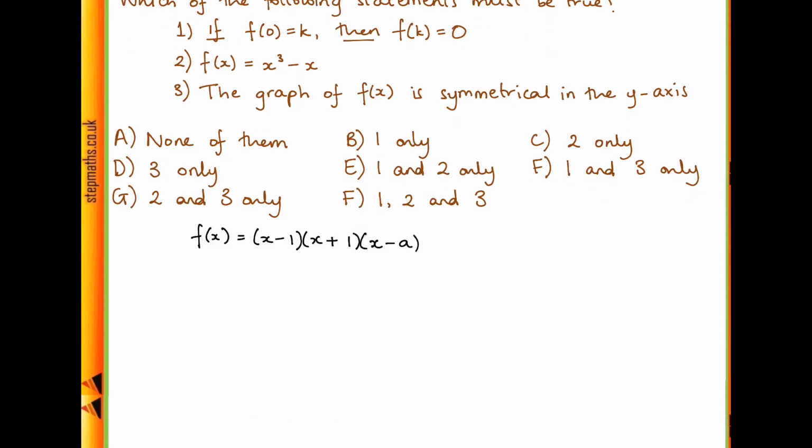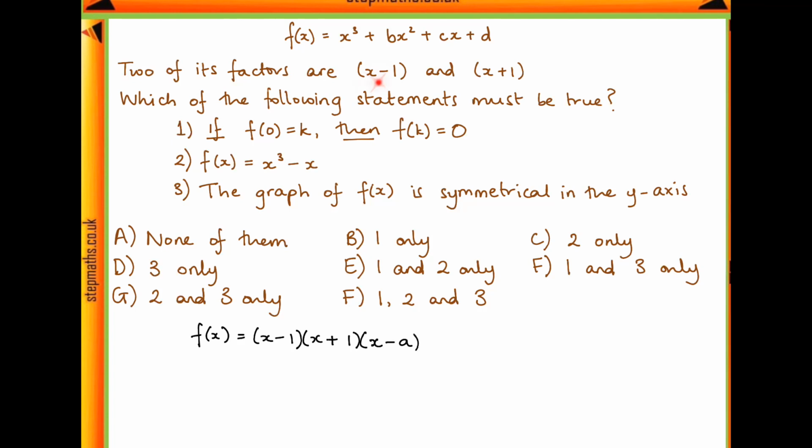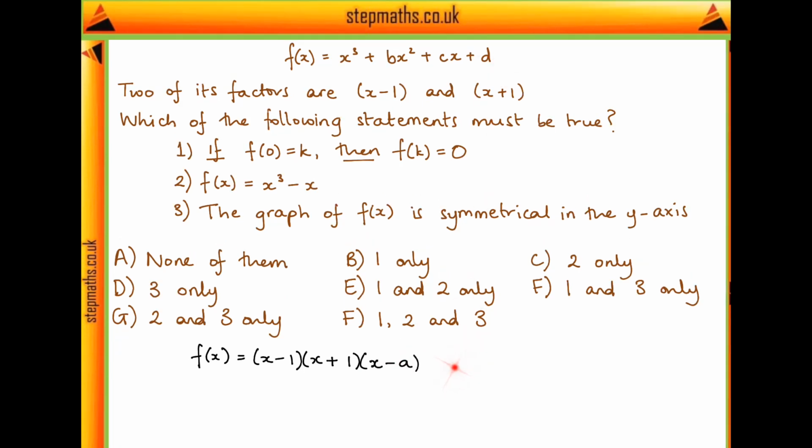So if we have two of them, then we can actually factorize f completely. So we can write f as x minus 1 times x plus 1, so these two factors, times x minus a, where a is just the third root, and we don't know what that is yet. Alright, so we have these two representations of f. Now f of 0 is just the y-intercept, and from this representation of f we can see that's going to be d. So f of 0 equals k means that d is equal to k, so f is x cubed plus bx squared plus cx plus k.